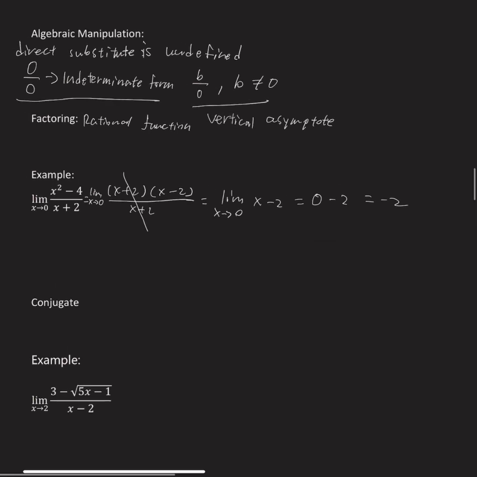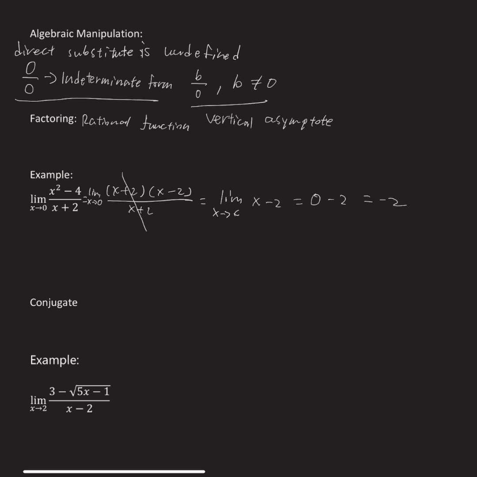And for the graph, basically we're fixing the hole. We're having a hole in the graph, and by simplifying this, we've basically filled the hole. And there's no more discontinuity at that point.